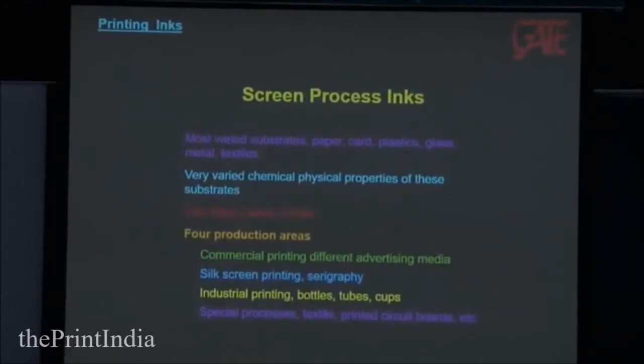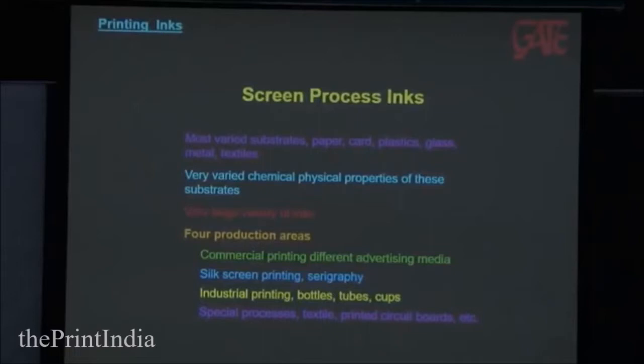Then screen printing. Second, back to pastings. In screen printing we are using all pastings. Most varied substrates: paper, card, plastic, glass, metal, textile, everything you can print by screen printing. Very varied chemical and physical properties. So because the substrate range is very wide, you need a very wide variety of inks.